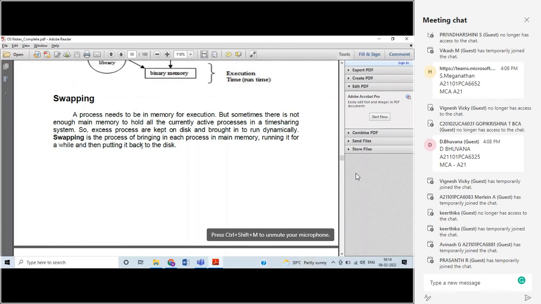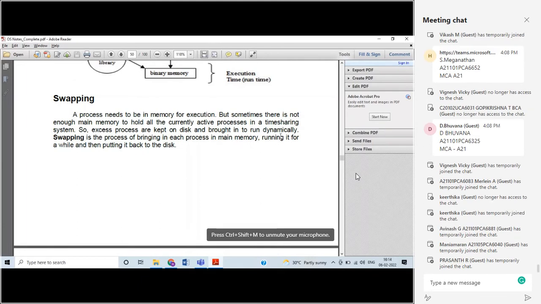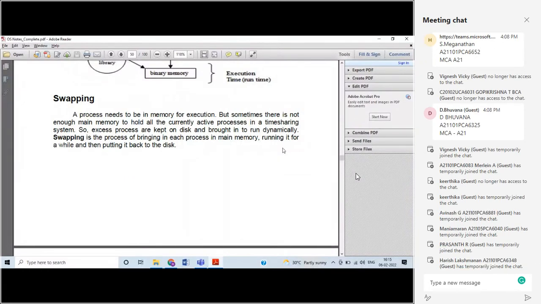At that time it will do what? So excess processes are kept on the disk and brought into the run dynamically. அதாவது எப்பெல்லாம் இந்த மெயின் மெமரியோட ஸ்பேஸ் கம்மியா இருக்கோ அப்ப என்ன பண்ணும்? The excess processes will be kept on the disk and brought into the run dynamically. எப்பெல்லாம் வேணுமோ அப்ப மட்டும் அந்த ஸ்டோரேஜ் ஸ்பேஸ்ல இருந்து மெயின் மெமரி எடுத்துக்கும். This process is called swapping.